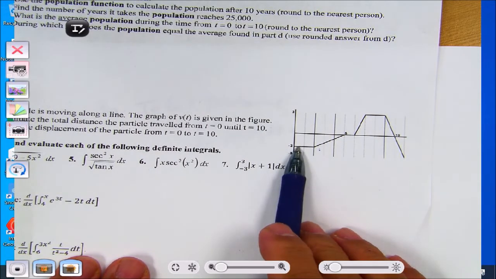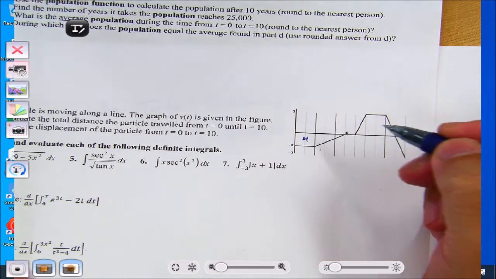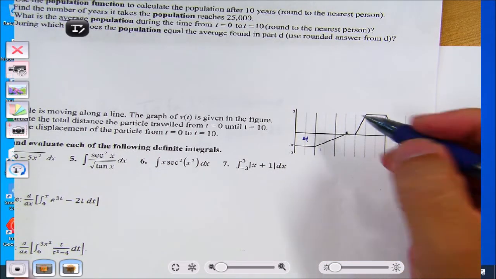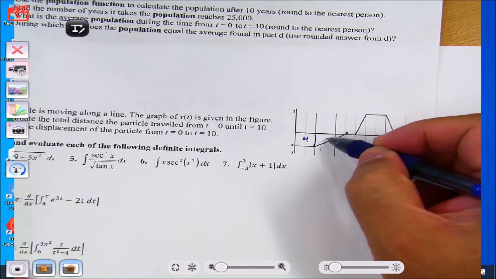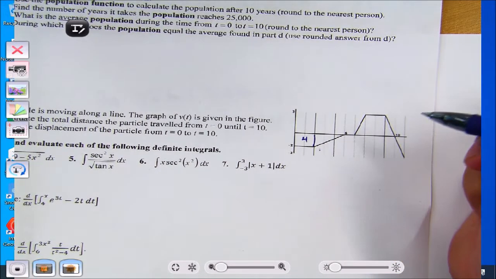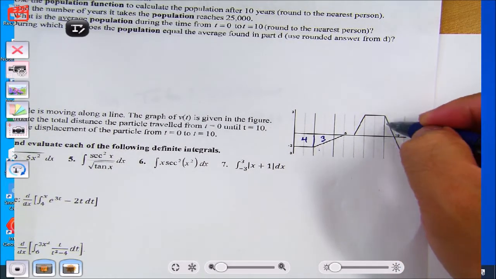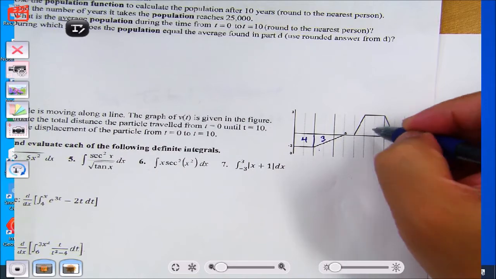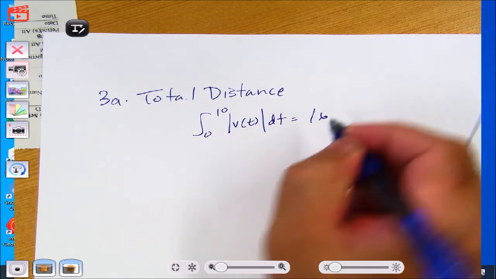So when you find the total distance, is it always absolute value? Yes. Alright, so that's going to be what? Is this area 4? I got 7. This area, just that part, that's 3. And what about this trapezoid? What's the area of this trapezoid? Is that 9? Yes. Alright, so 7 plus 9, 16. So then the answer is just 16.